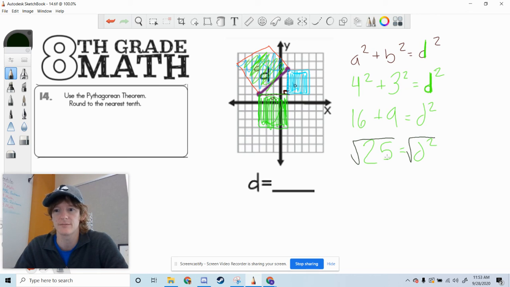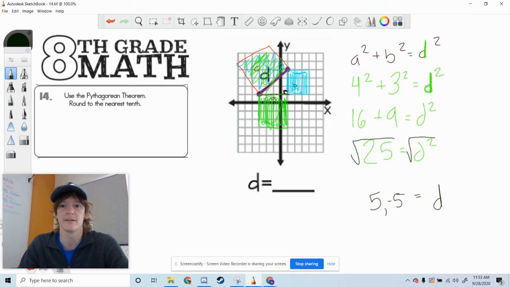Okay, so what number times itself makes 25? Well, that'll be 5, and also negative 5. Okay, so it's 5 and negative 5. That equals, well, D times D is D squared, so equals D. Okay, so the square root and this exponent get rid of each other. I know 5 times 5 is 25. I also know negative 5 times negative 5 is 25.